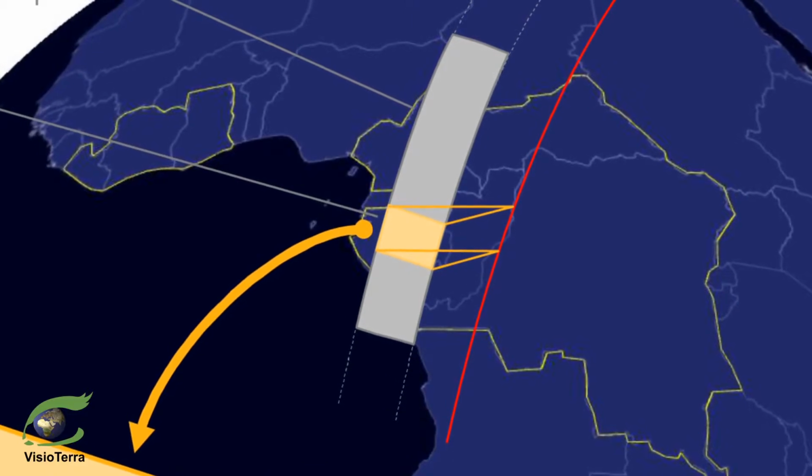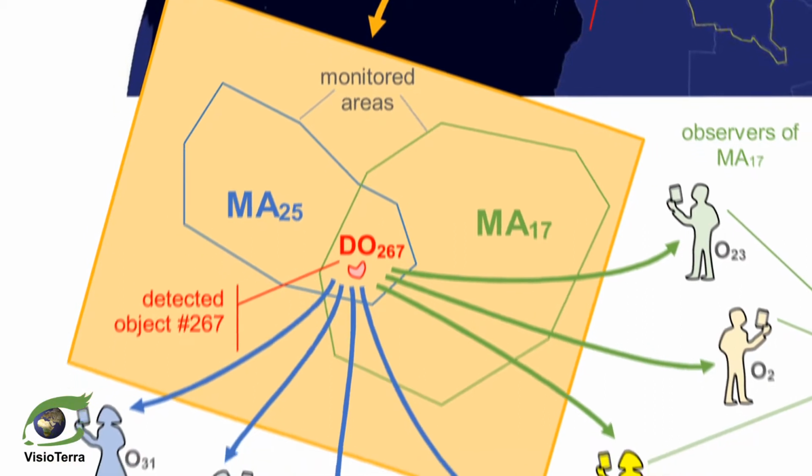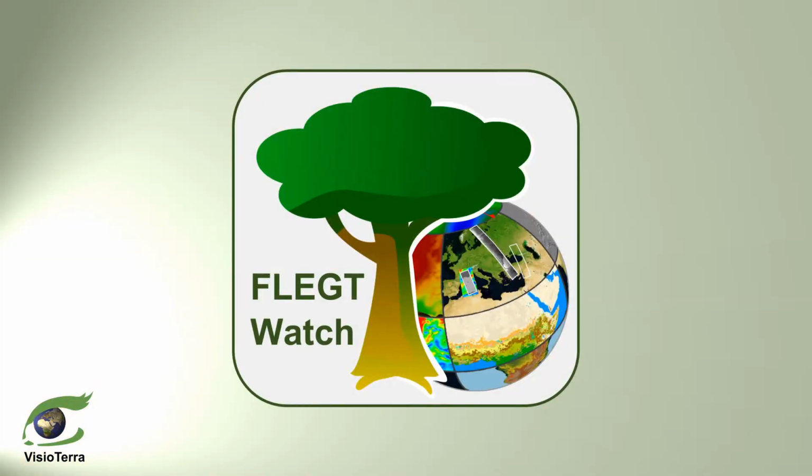When a change in forest cover is detected by the satellite, an event is immediately created in the areas to be monitored. The observers assigned to this monitored area receive this event, evaluate it, and may prepare a field mission. This mission will result in the collection of observations to the benefit of observers. This video introduces the Android application FLEGT Watch App in order to perform these field missions.